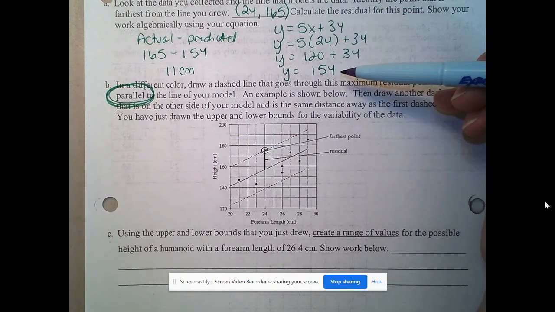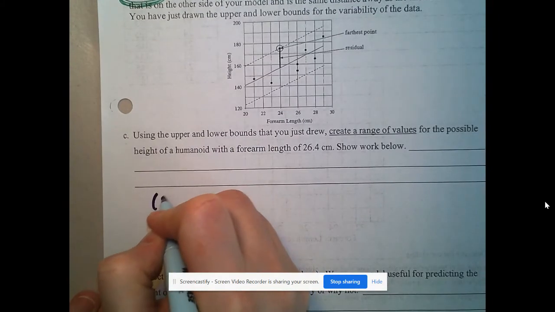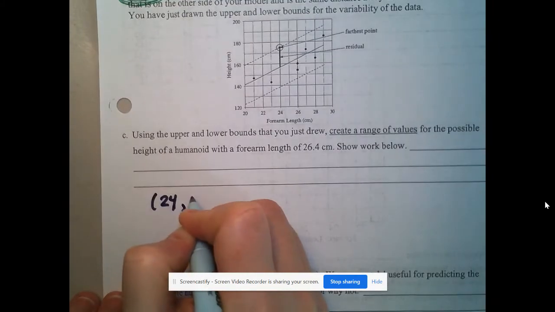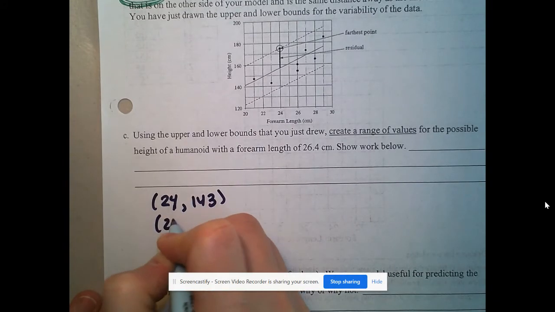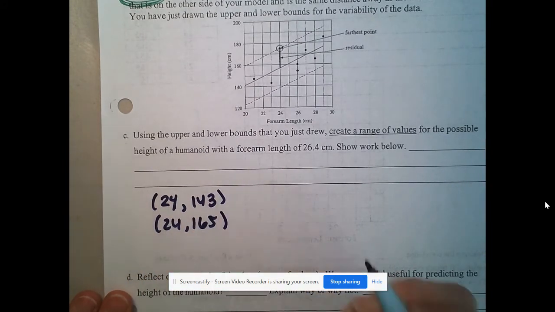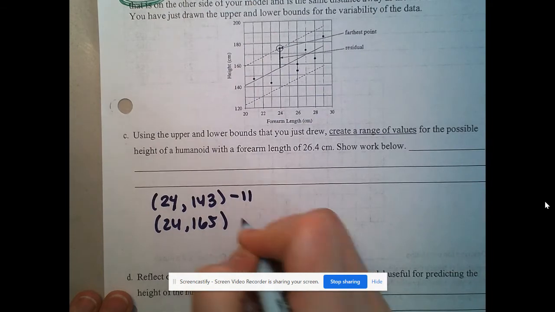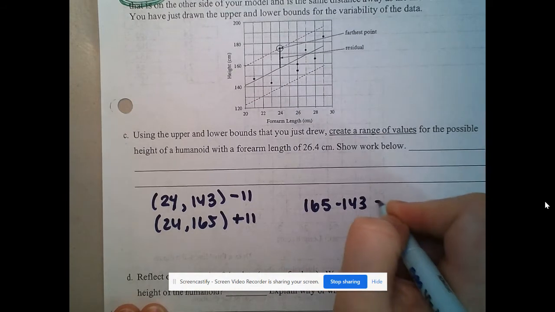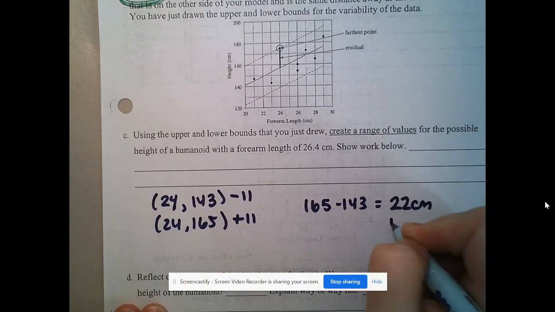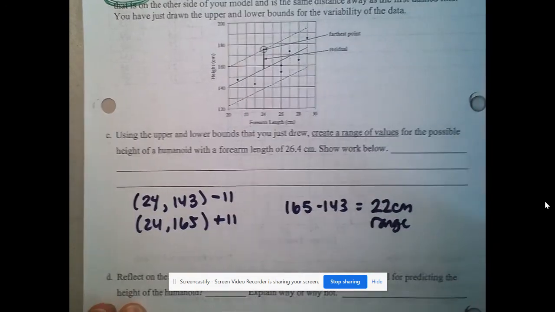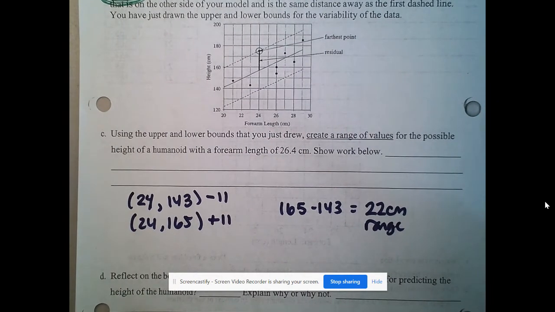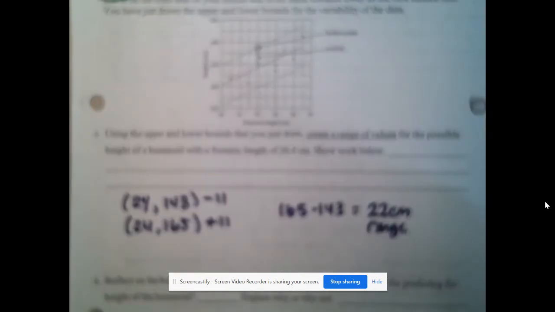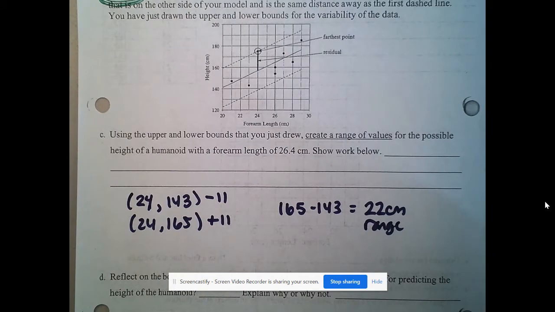That means we might have been off by as much as 11 on the lower end as well. So you might have had a point that was as low as 24, 143 or as high as 24, 165. That means you could either have been under by 11 or over by 11. And if you subtract them, that means there was a 22 centimeter range, which makes sense, right? Plus 11 minus 11 would be a spread of 22. So all I did was take the predicted 154 and go 11 above it, 11 below it.